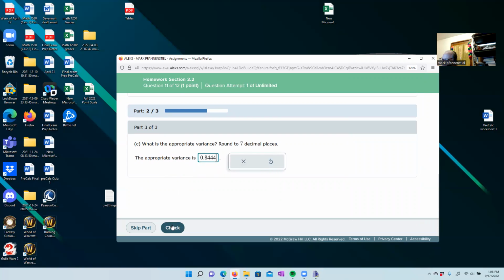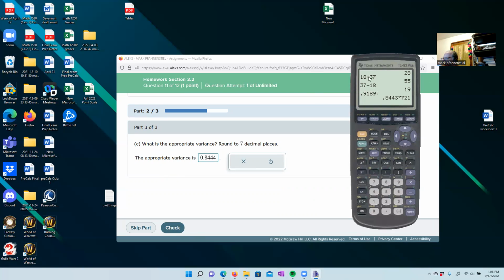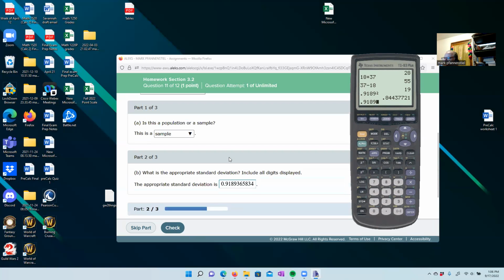0.8444, and fingers are crossed because I don't know what they're going to want. Oh, they went 7 decimal places. Good Lord. Okay, that's not going to work out too well. So we've got to keep going. So we want 0.9189, 365, 365, 834, 834. Okay, squared. Take that in. We still got, okay, 7 decimal places.